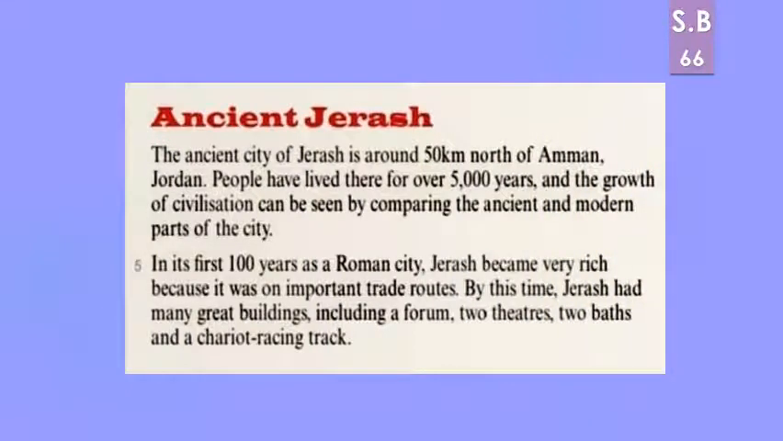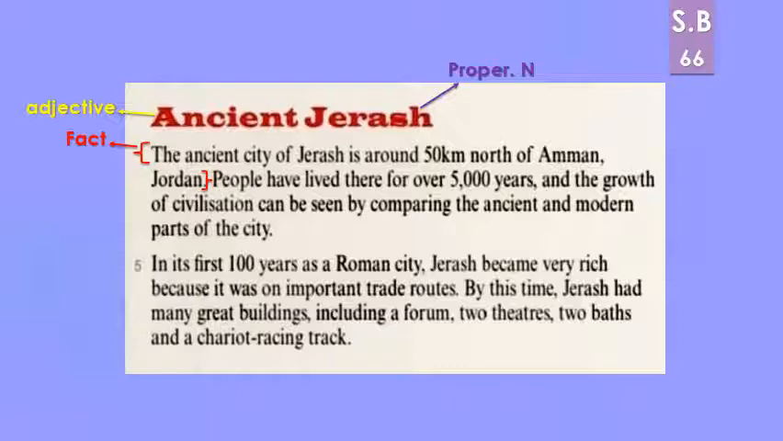Ancient Jerash. Jerash القديمة. So what is the part of speech of ancient? So it is adjective وهي صفة. Jerash it is proper noun وهي اسم علم. The ancient city of Jerash is around 50 km north of Amman, Jordan. إذا تقع مدينة جرش القديمة على بعد 50 كيلومتر شمال عمان الأردن. So this sentence it is fact وهذه الجملة هي حقيقة.